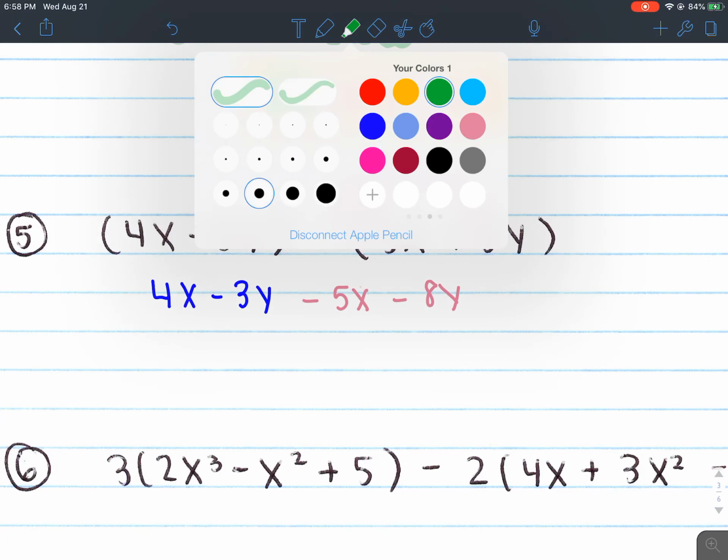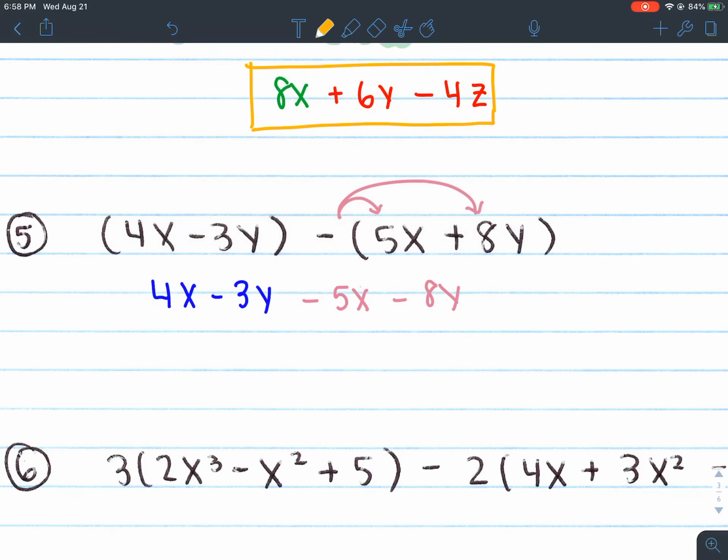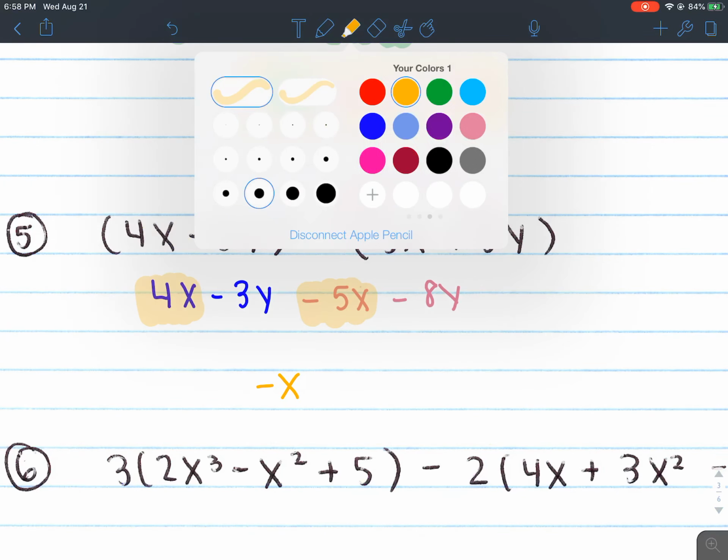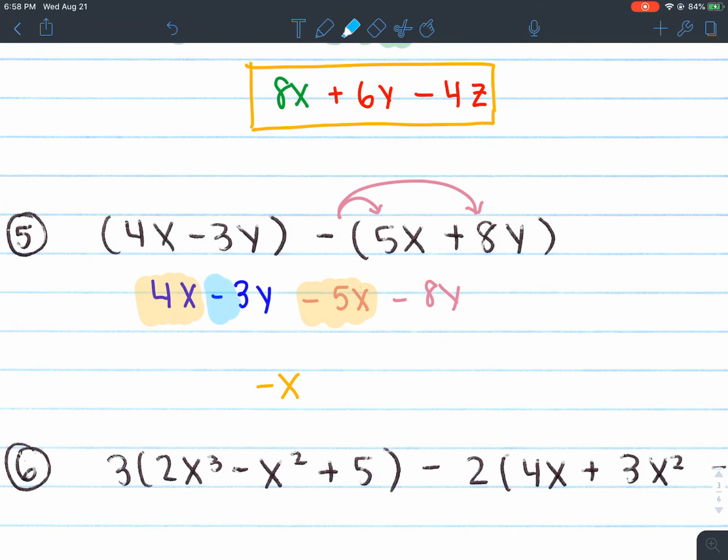Now we're going to look for our like terms. I have 4x minus 5x, so that's going to be negative 1x, or just negative x. And then I also have y's that are like terms, so negative 3y minus 8y, and that's going to be negative 11y.